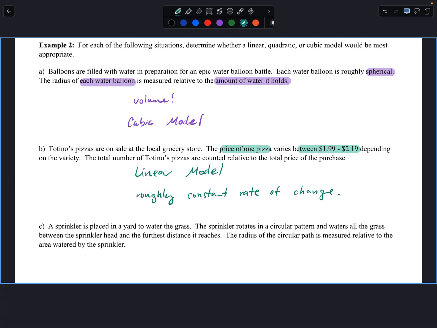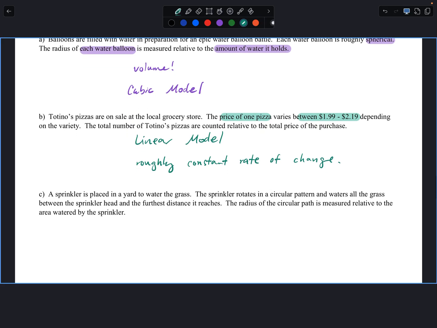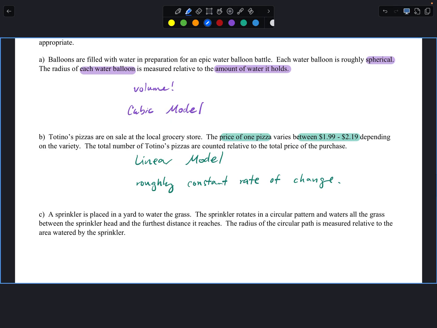A sprinkler is placed in a yard to water the grass. The sprinkler rotates in a circular pattern and waters all the grass between the sprinkler head and the furthest distance it reaches. The radius of the circular path is measured relative to the area watered by the sprinkler. So based off what we've talked about, what is the most important word in this whole problem? Well, part A also had radius.